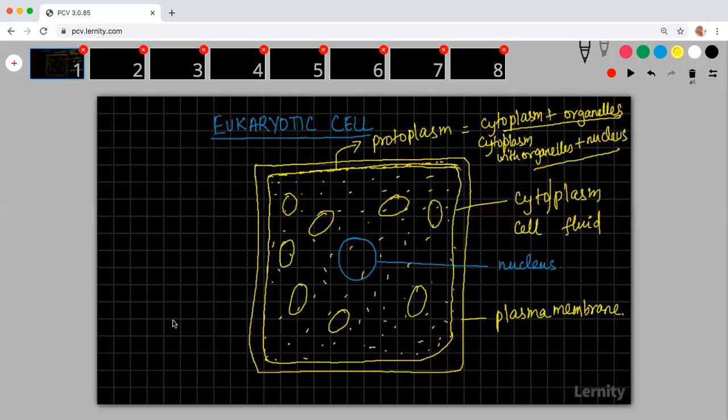Yeah, protoplasm means the proto is living, plasm means fluid. So the living fluid is what we call as protoplasm. Okay.